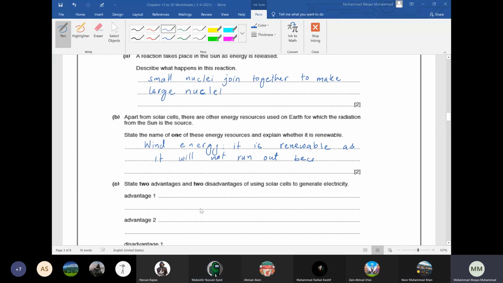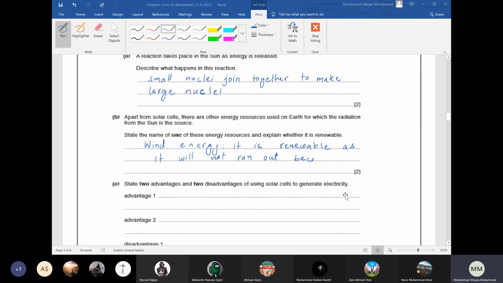And any other advantage? It's cheap to maintain. Yes, it's low cost maintenance, so you can write that. Yes, sir. And the disadvantage is it is not available every time, like not at night, and it is very expensive to build. Shabash, beta. Yes, the initial cost is high, but you can also say it takes up a lot of space, right? Right, beta? Yes, sir. Beta, got it or not? Yes, sir.